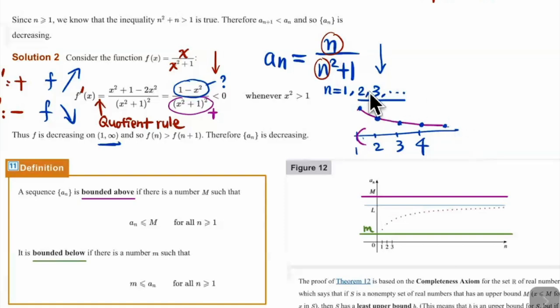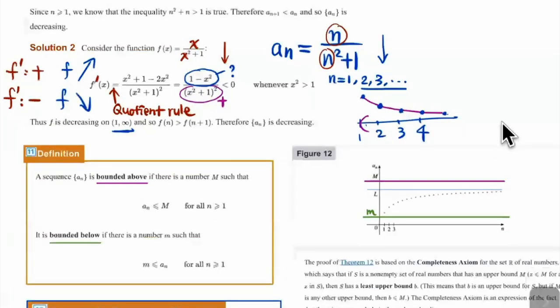Do you guys like this way or the first one, the algebra? You like the first one? You don't have to do the calculus. Okay, all right. Thank you for being so honest.